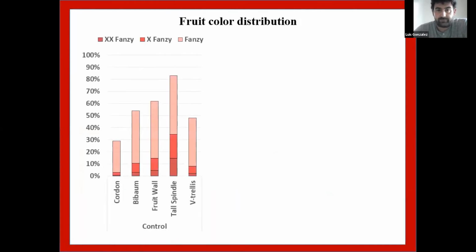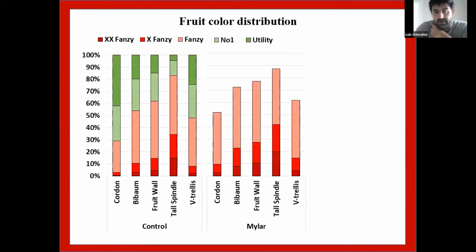Okay, this is the fruit color distribution in red color. The low red is fancy. The dark red is extra fancy and higher. You can see in the control treatment, for extra fancy, all systems are around 10%, except tall spindle, which has 30% of the yield in the extra fancy classification. But when we see the treatment with Mylar, in this case, all training systems increase fruit color by 10%.